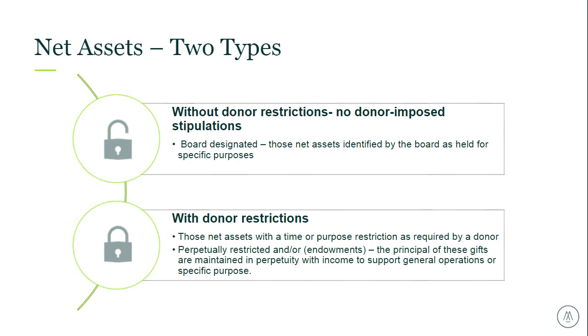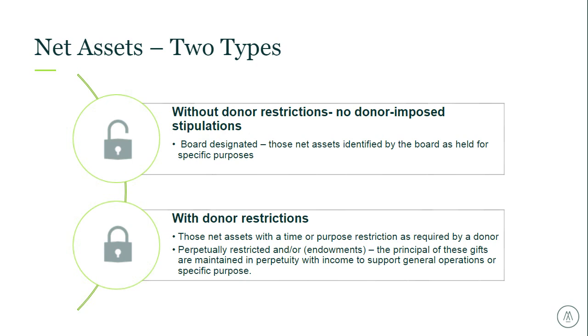With donor restrictions, pretty simple. It is net assets that were given to a not-for-profit organization with either a time or a purpose restriction. I have to spend it in a certain time. I have to spend it on a certain purpose. It could be an endowment. It has to be held in perpetuity, and the income from that endowment can only be spent on certain things. Or it could be basically some sort of contribution receivable where it's inherently time restricted because we have not received the money. So anyway, that is fine with that.